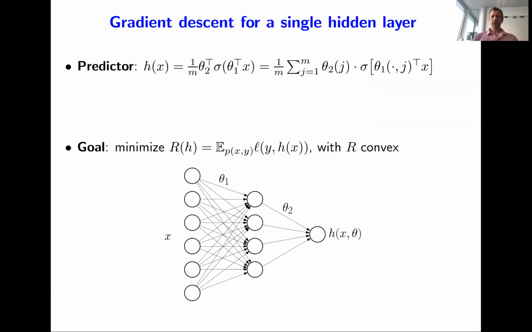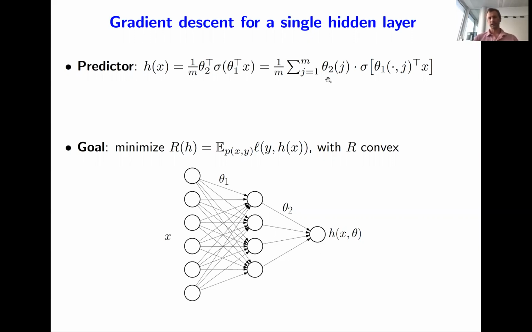So what is this model? This is the single hidden layer neural network, or sometimes people say 2 layers. Layer 1, layer 2. The way it is going to be parameterized is through two parameters. One matrix theta1, which is the matrix of input weights going from the input x to the hidden layer. And you have the output layer, a vector, going from the hidden layer to the single output node.